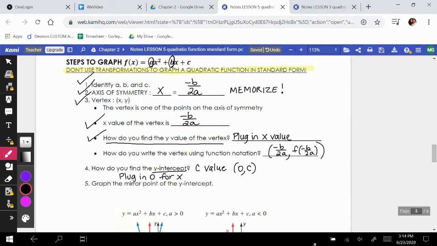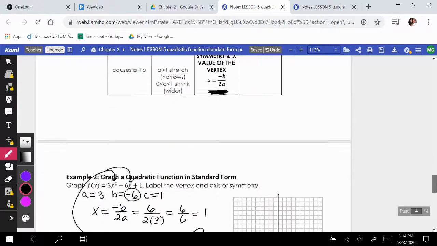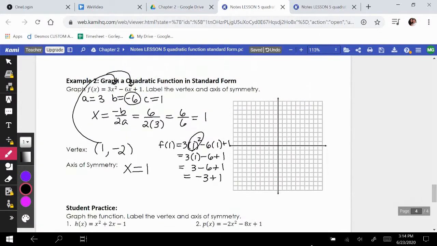Okay. Then it says, how do you find the y-intercept? Remember, to find a y-intercept, we plug in 0 for x, solve for y. It's also the c value. Okay, so if I want to find the y-intercept, we'll go ahead and just add this in here. If I plug in 0 for x, what would that be? 3 times 0 squared minus 6 times 0 plus 1. 0 times anything is 0, so see how you're only left with the c value? When I plugged in 0, I got 1.